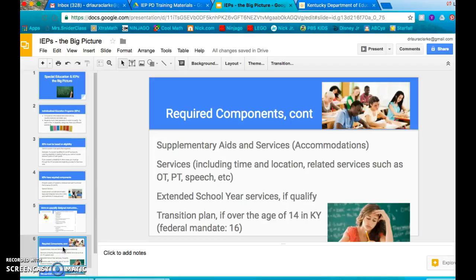So in addition to the present levels, the goals, the special factors, we're also required to have supplementary aids and services. These are also sometimes known as accommodations, and this is what the students need in order to access the content. We also are required to list all the services, including time and location of where services will be provided for that specially designed instruction. We also have to list all related services, such as occupational therapy, physical therapy, and speech. If the student qualifies for extended school year services, if the student is over the age of 14 in Kentucky and 16 federally, then we're also required to have a transition plan, which includes information across all the categories of the IEP.